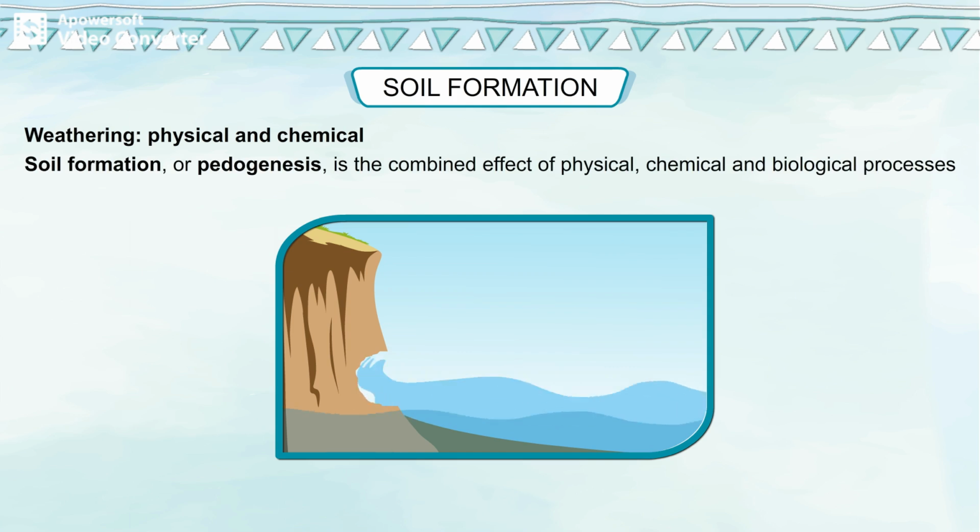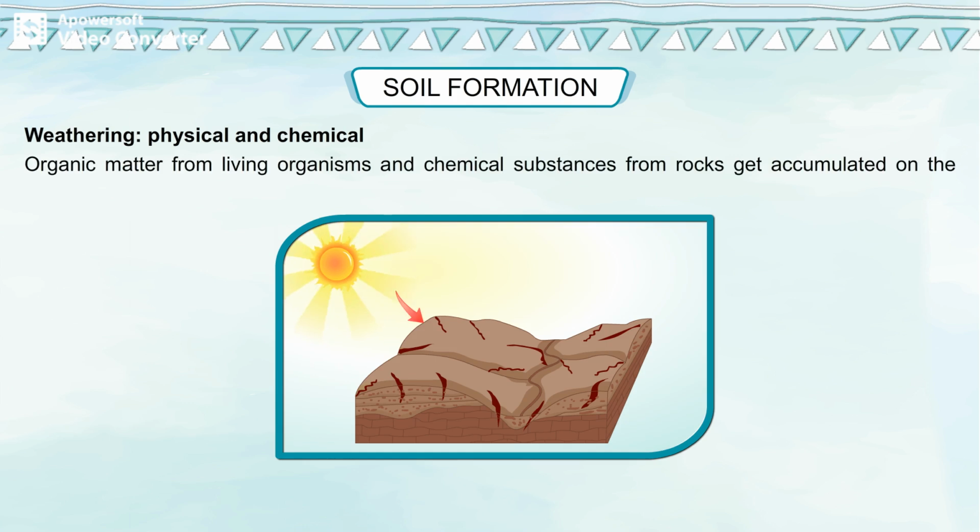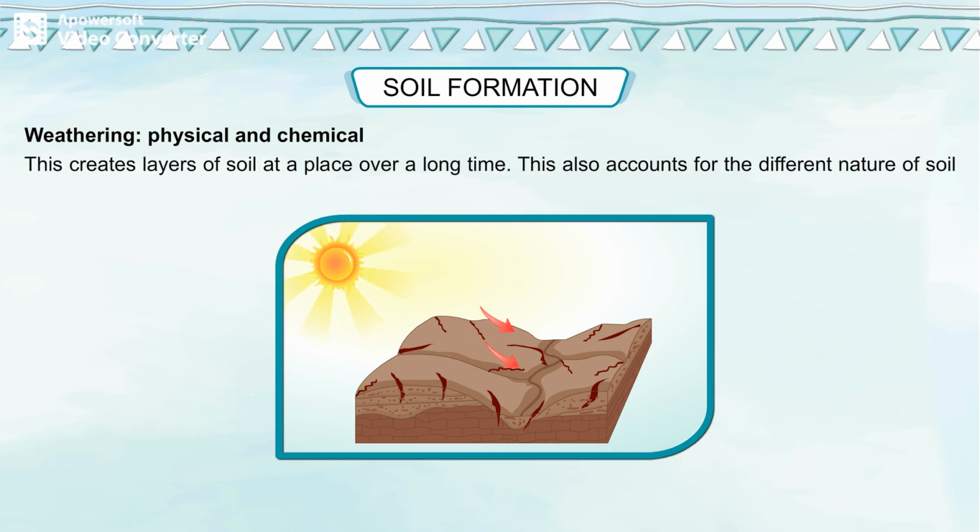Soil formation, or pedogenesis, is the combined effect of physical, chemical, and biological processes and activities of living organisms on the Earth's crust. Organic matter from living organisms and chemical substances from rocks get accumulated on the surface of Earth. These are moved by wind, water, and animals. This creates layers of soil at a place over a long time. This also accounts for the different nature of soil at different places. Let us learn the formation of soil in detail.